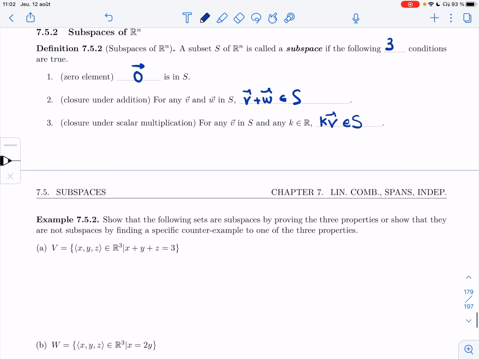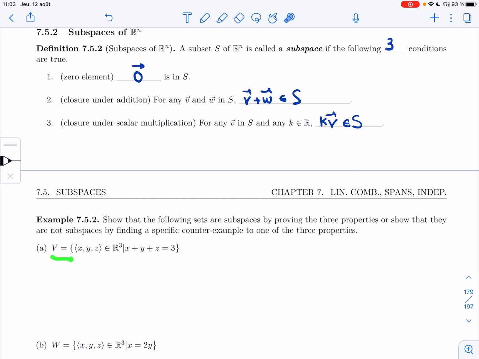All right, so let's look at different sets and see if we can prove that they're subspaces or show that they are not. Example 7.5.2: show that the following sets are subspaces by proving the three properties, 1, 2, 3, or show that they are not subspaces by finding a specific counterexample to one of them.